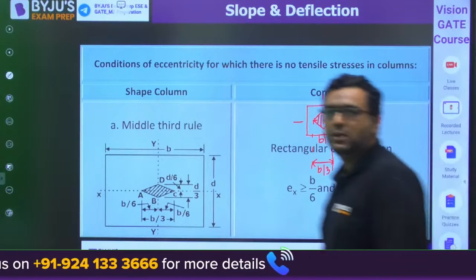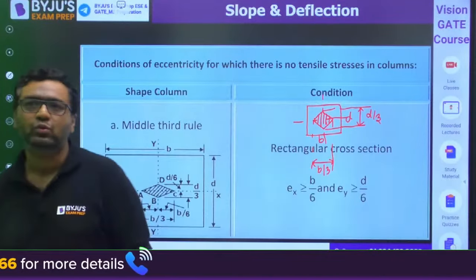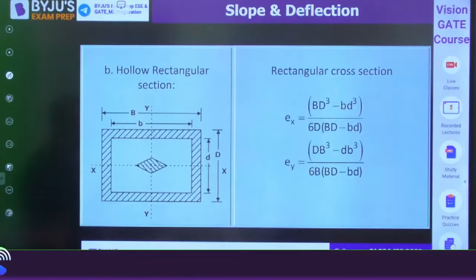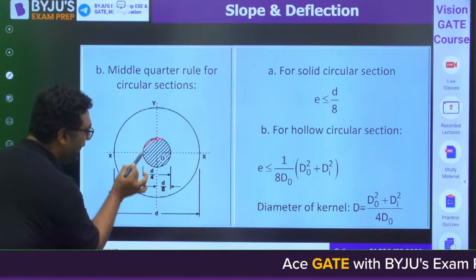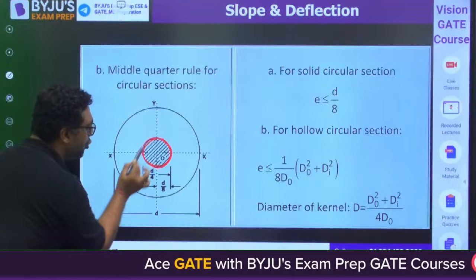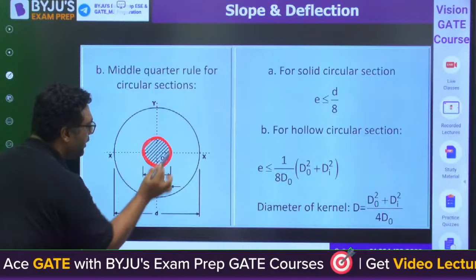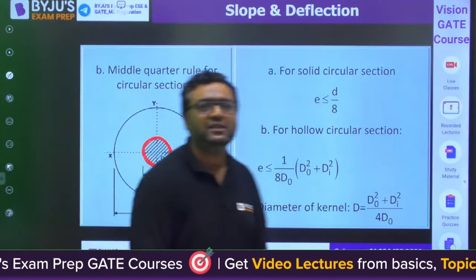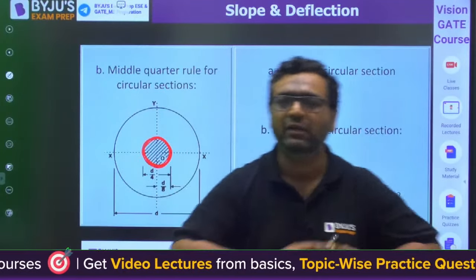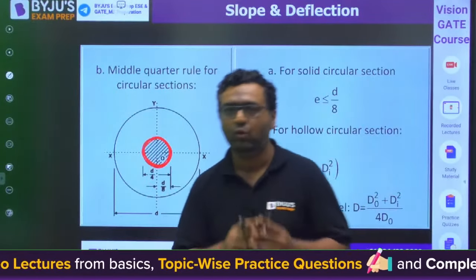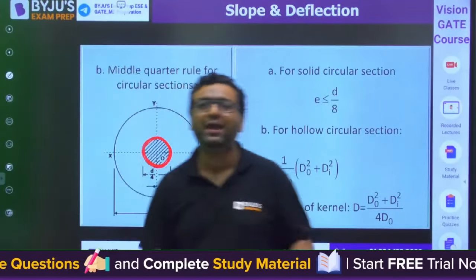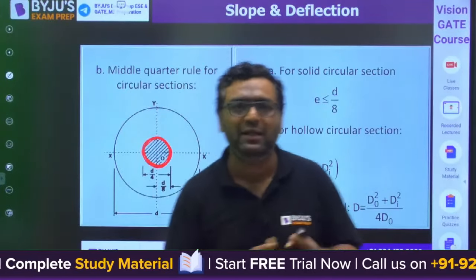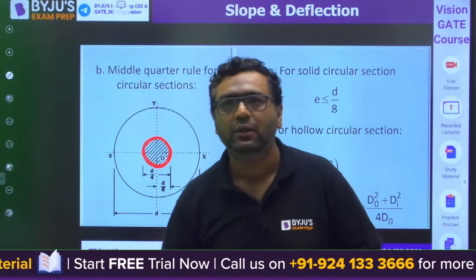Okay guys, if you have a circular section, then we have the middle 8th portion as the core, kern or kernel. The core, kern or kernel is the area in which, if eccentric loading is acting, it will not create any tension in the column. And that is required, because we know brittle materials are not good in tension.